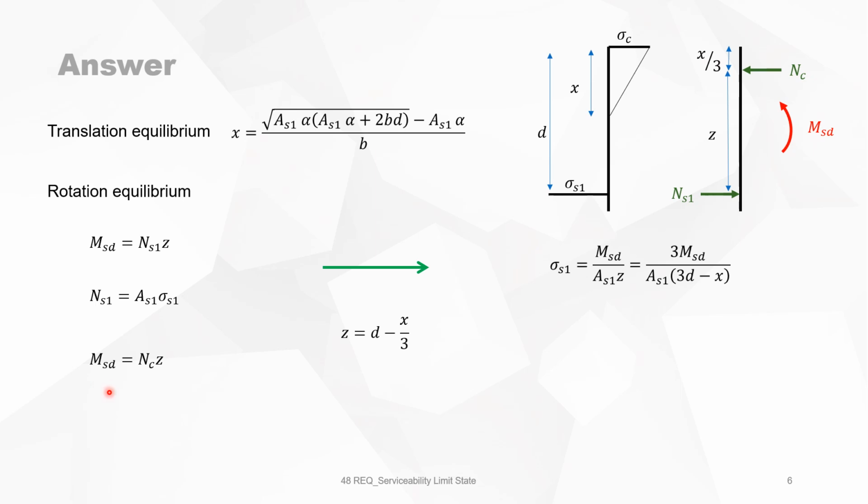The bending moment can also be taken around the tension reinforcement or around the compression reinforcement. Now we will take the bending moment around the tension reinforcement. It means it is NC times Z. NC is of course b, the width, times X times sigma C divided by 2. And from this we get the stress in the concrete, which is equal to this equation.